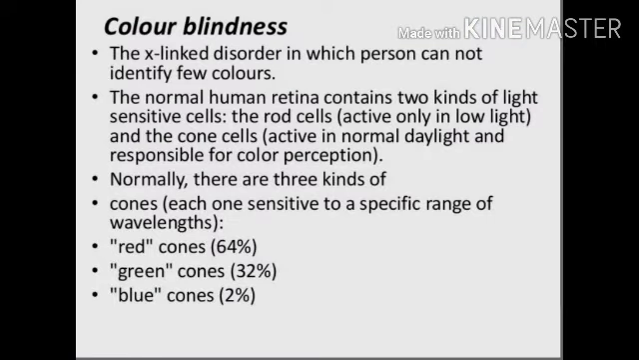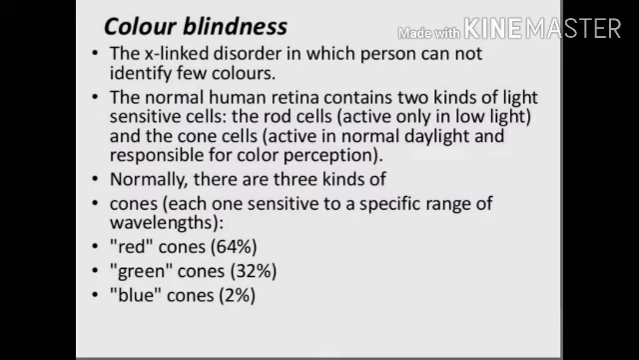Color blindness. The X-linked disorders in which a person cannot identify a few colors. That is also an X-linked disorder or sex-linked disorder. The normal human retina contains two kinds of light-sensitive cells, the rod cells and the cone cells.